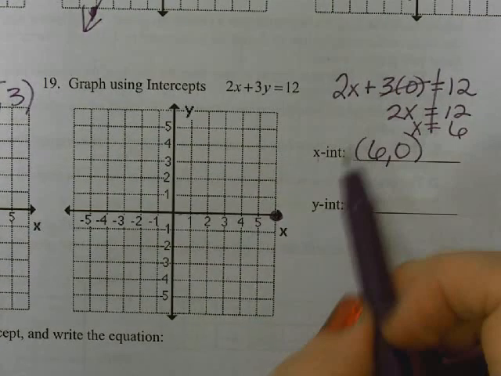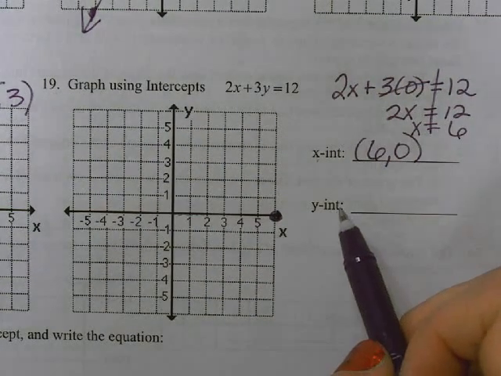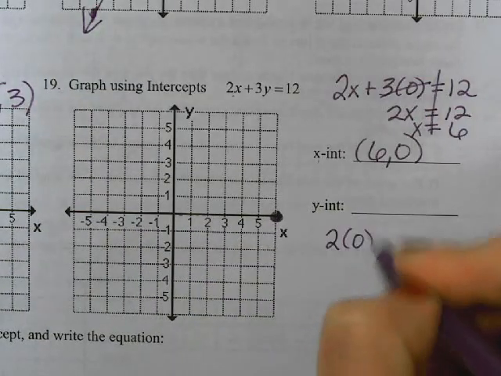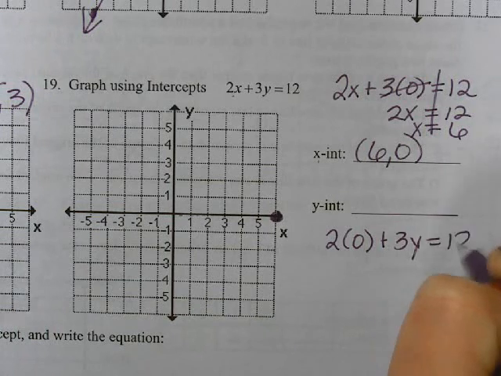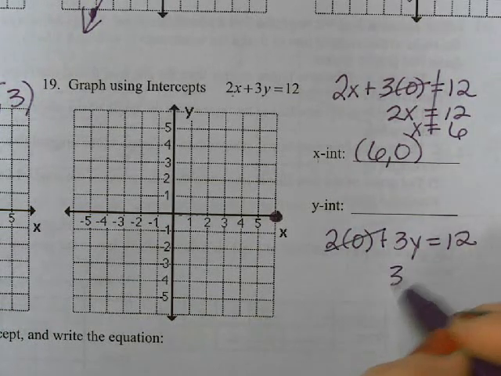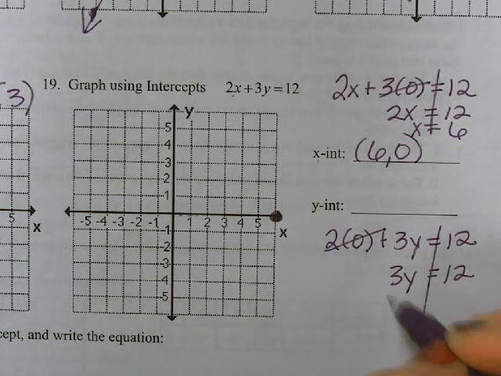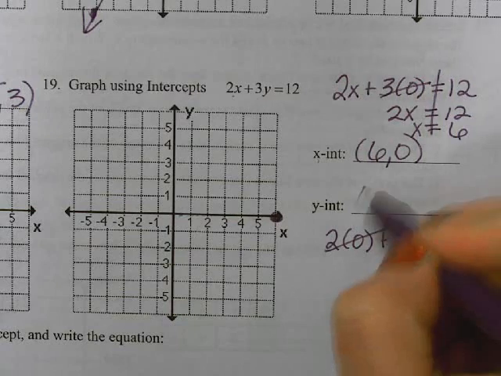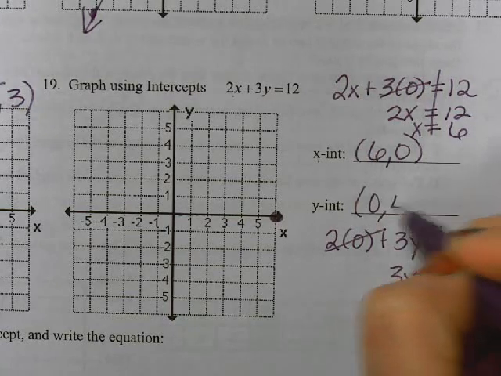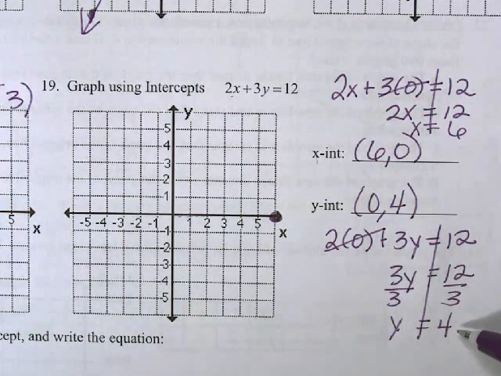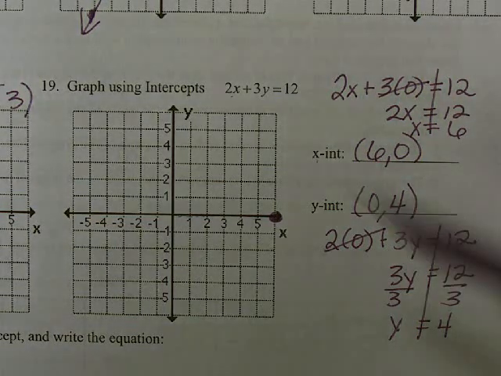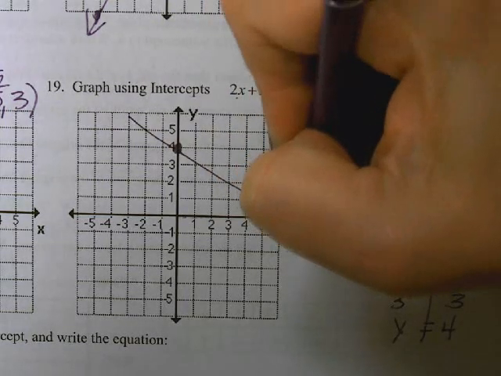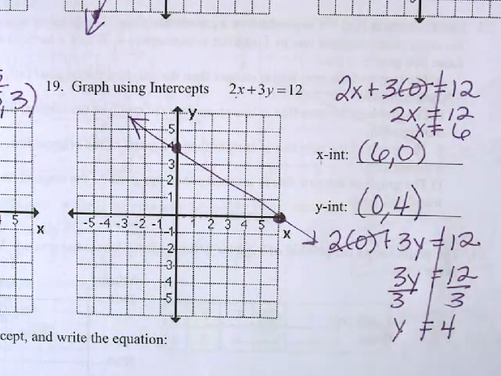Now let's talk about the y-intercept. The y-intercept is when x is 0. So that means I'm going to put a 0 instead of x. So 2 times 0 plus 3y equals 12. That cancels and it's just 3y equals 12. Divide by 3, so y equals 4. Now remember, I put a 0 in the x spot and a 4 in the y spot because I'm talking about the y-intercept. Now I'm going to put a dot at 4. And then this just makes it super easy. You can just graph it, just like so.